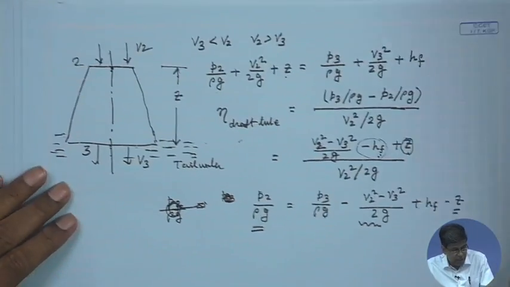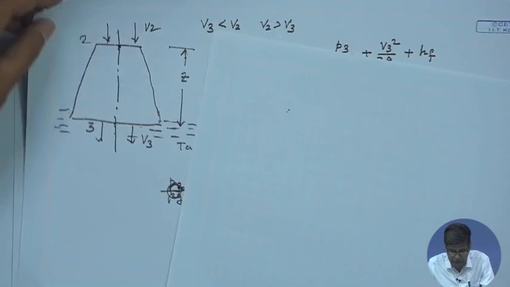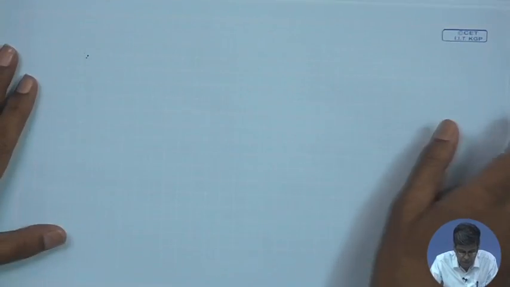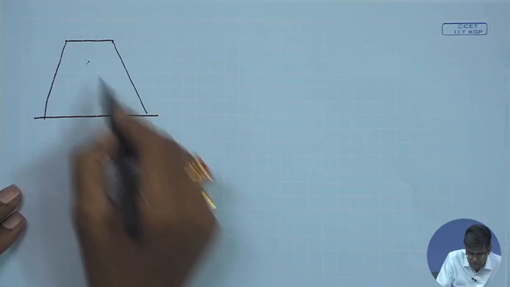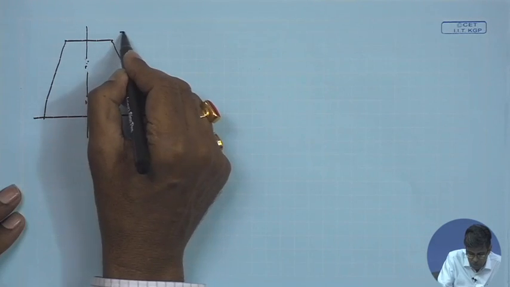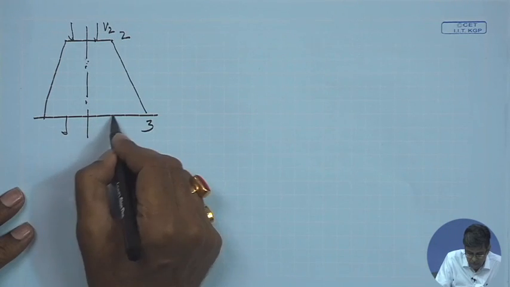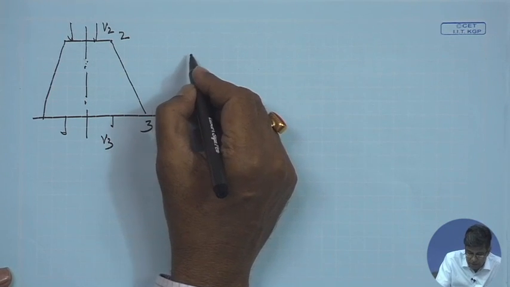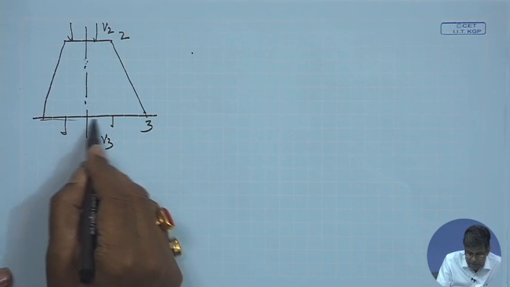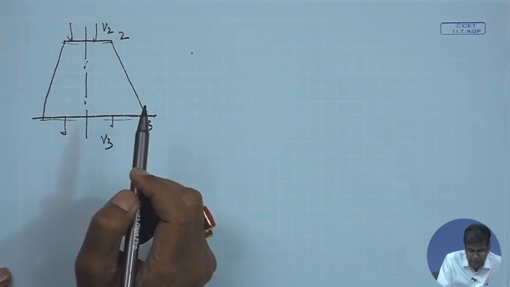Now, if you think that for cavitation to occur, the pressure should not be more than the vapor pressure, then what do we do? We again draw this, sections two and three, V 2, V 3. Now for cavitation to be avoided, this section pressure should be higher than the vapor pressure.